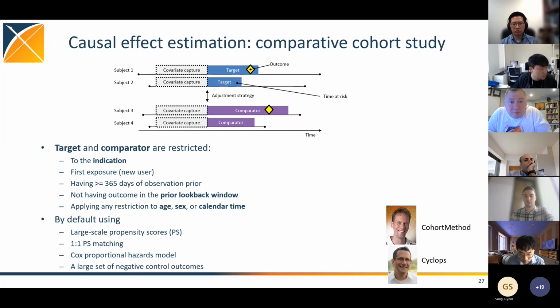We can conduct one-to-one propensity score matching, apply a Cox proportional hazard model to produce a hazard ratio, and then we can use our negative controls to be able to evaluate for residual systematic error. What does this look like in the context of our study?